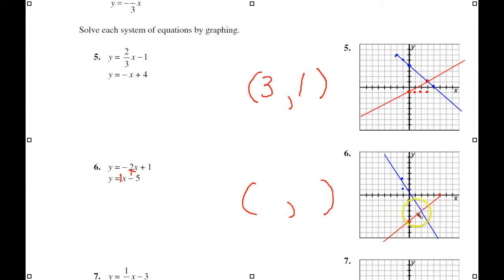So what's our ordered pair here? Well, it's going to be over 2, down 3. So 2, negative 3. And again, you're using your graphing skills from an earlier section.